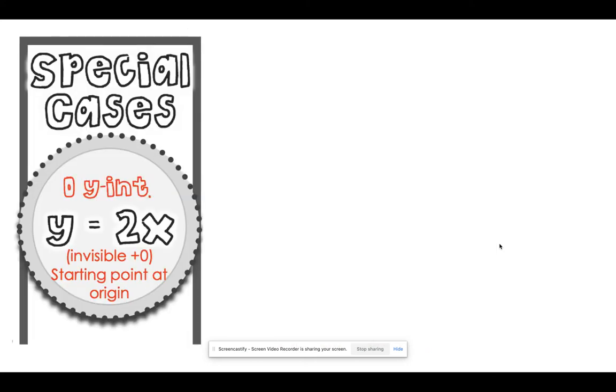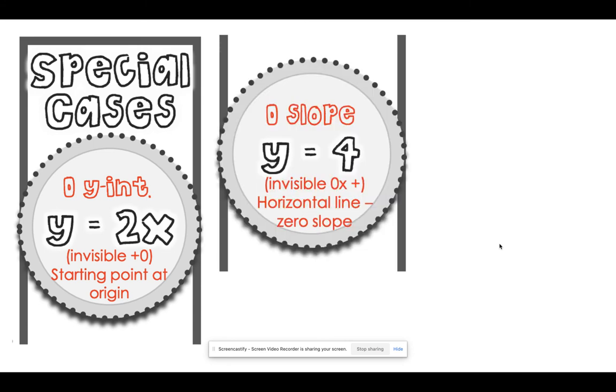We've also got a few special cases where this could look different. In our first one, it says y equals 2x, and what that means is that 0 is your y-intercept. So there's like an invisible plus 0 at the end. So it's going to start at the origin. Our next one is 0 slope when y is just equal to 4. That's a horizontal line where y is equal to 4 at every single location.